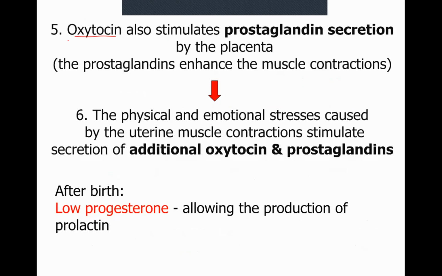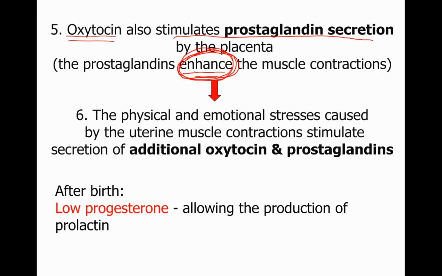Okay. Oxytocin also, ingat so the first function of oxytocin tadi to contract the uterus, right? Via positive feedback. The second function of oxytocin is to stimulate the secretion of prostaglandin by the placenta. So apa tugas prostaglandin? Tugas prostaglandin is to enhance. The word enhance must be there. Okay, mesti ada ni. Right? Prostaglandin enhances muscle contraction. So bila contraction mak sakit, lagi mak sakit, lagi banyak prostaglandin keluar, lagi kuat contraction of muscle, contraction of uterus. Okay, right.